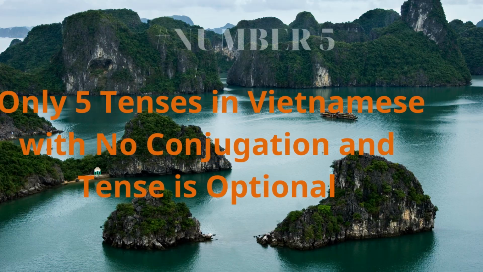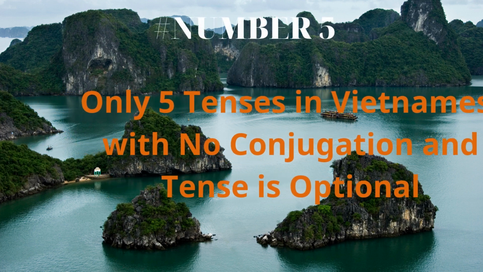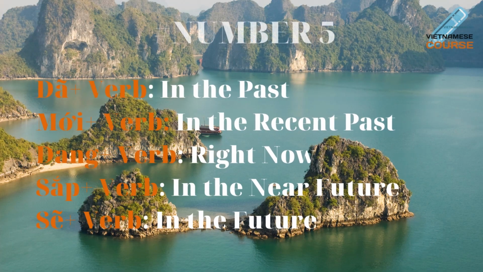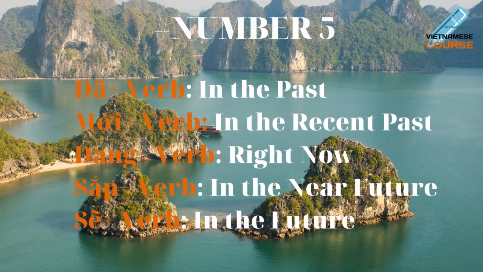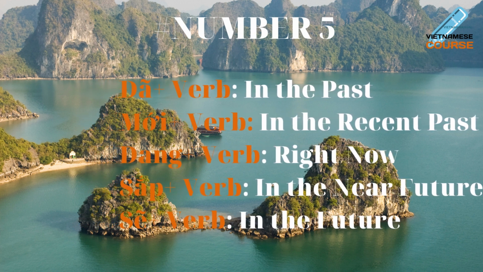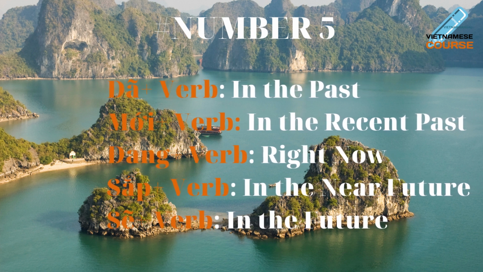Number 5. There are only 5 tenses in Vietnamese with no conjugation, and tense is optional. Vietnamese tenses are formed by a small number of particles placed before the verb. Alternatively, Vietnamese uses time words to indicate the tense instead of the particles above. Vietnamese verbs are not conjugated.